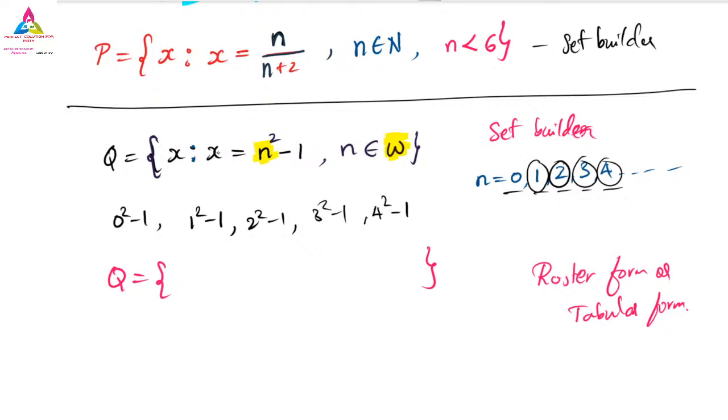So what is 0 square? 0 square is 0 here. I am talking about here. 0 square is 0. Minus 1: 0 minus 1 is how much? Minus 1. So I can write down here minus 1.